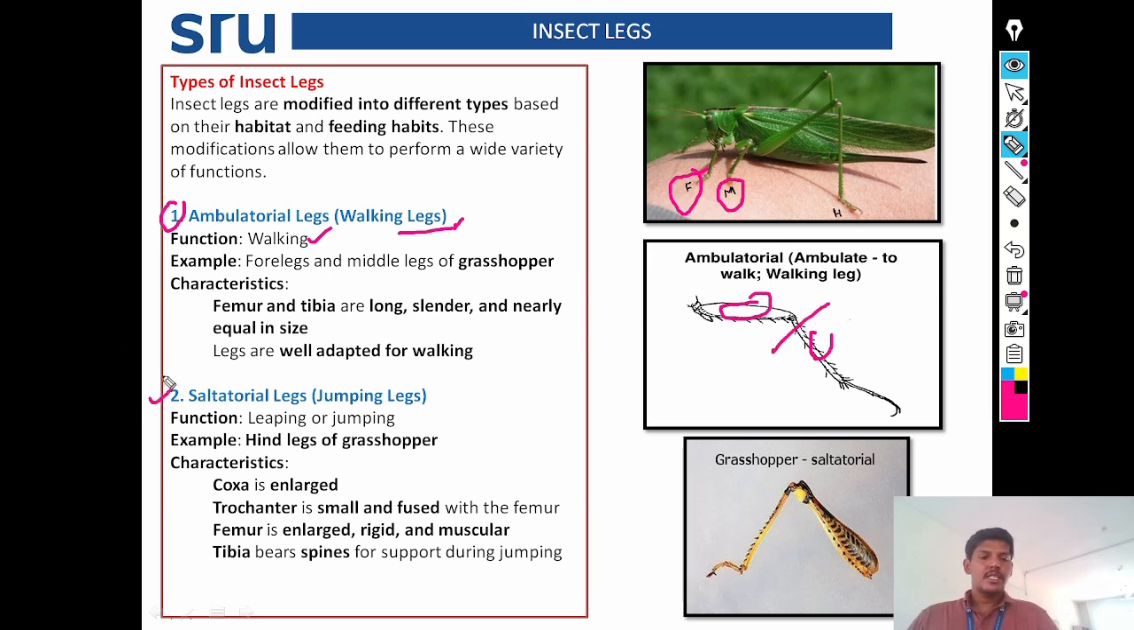Next type is saltatorial legs or jumping leg. The hind leg of the grasshopper is the jumping leg. Jumping or leaping leg. So characteristic, coxa is enlarged here. Trochanter is small and fused with femur. Femur is enlarged, rigid, and muscular. Tibia bears spines for support during jumping.